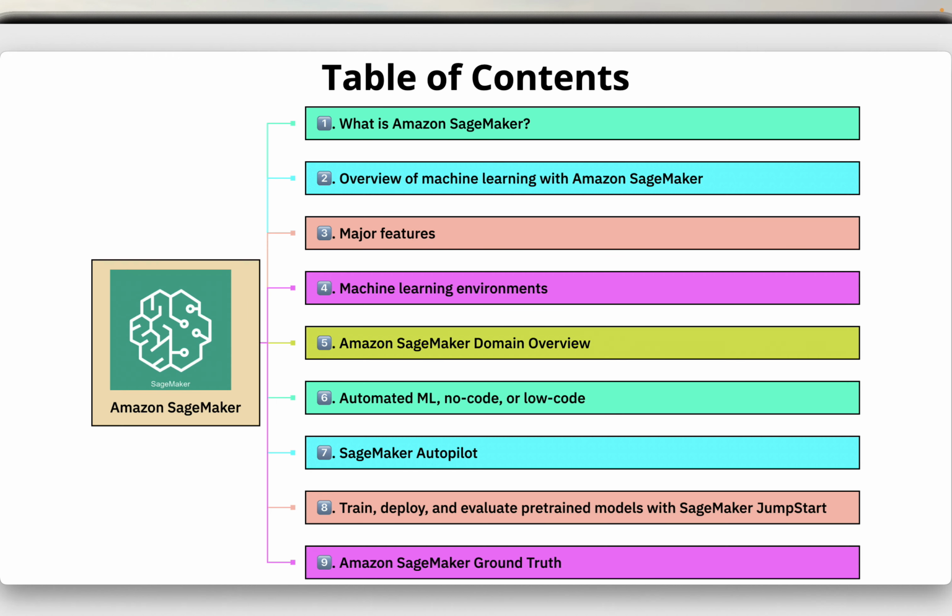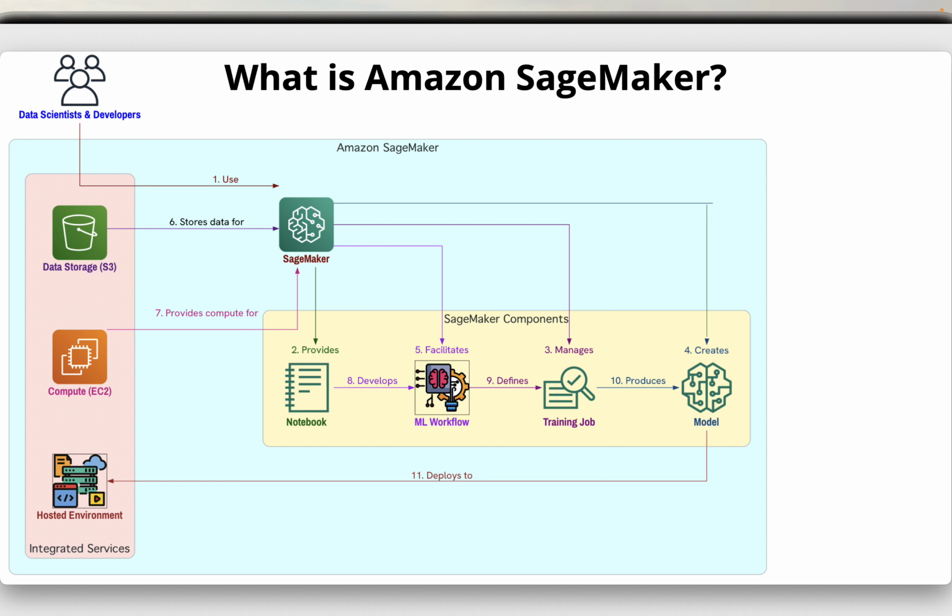So this lecture will contain all these topics. What is Amazon SageMaker? Overview of machine learning with Amazon SageMaker. Major features. Machine learning environments. Amazon SageMaker domain overview. Automated ML, no code or low code solution. SageMaker Autopilot. Train, deploy and evaluate pre-trained models with SageMaker JumpStart. Amazon SageMaker Ground Truth.